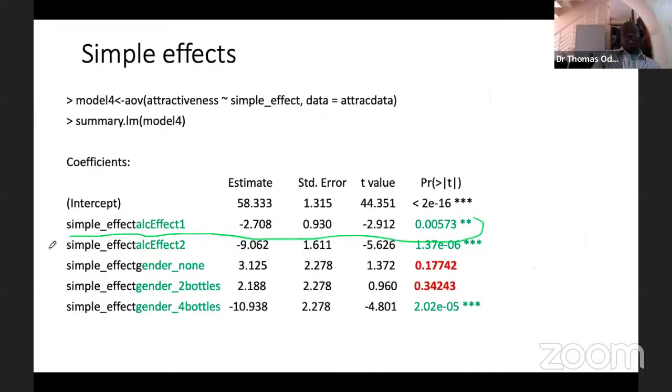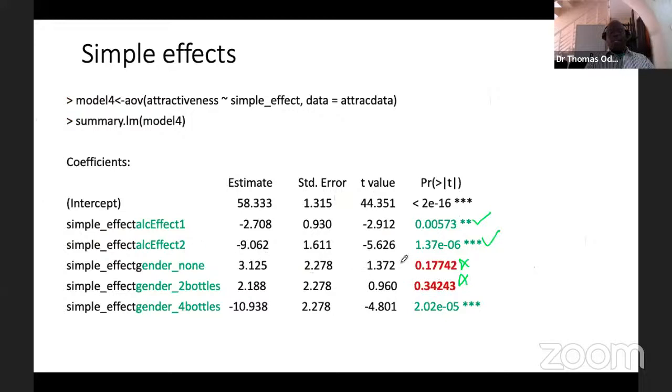Okay, so this is the alcohol versus no alcohol. That's alcohol effect 1. It's significant. And then here you have your alcohol effect 2, which is 2 versus 4, is significant. Then here you have gender none. So gender none is you're comparing male and female when there was no alcohol. Okay. Gender 2 bottles also is not significant.